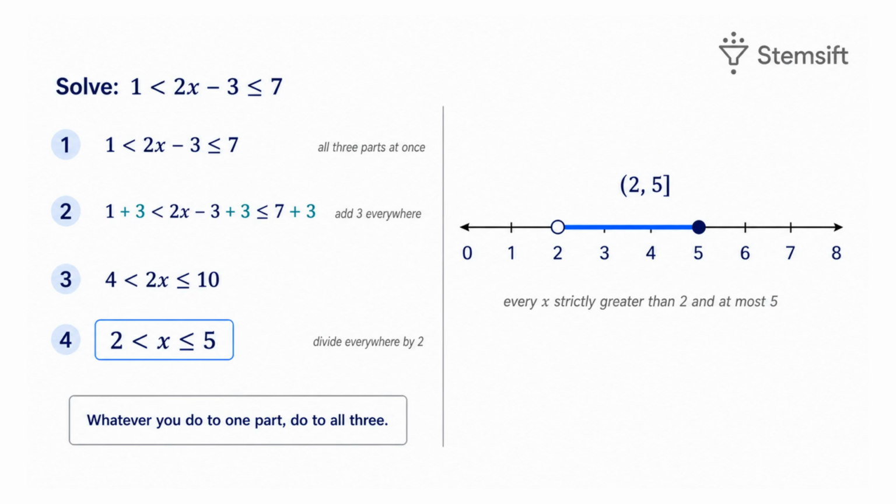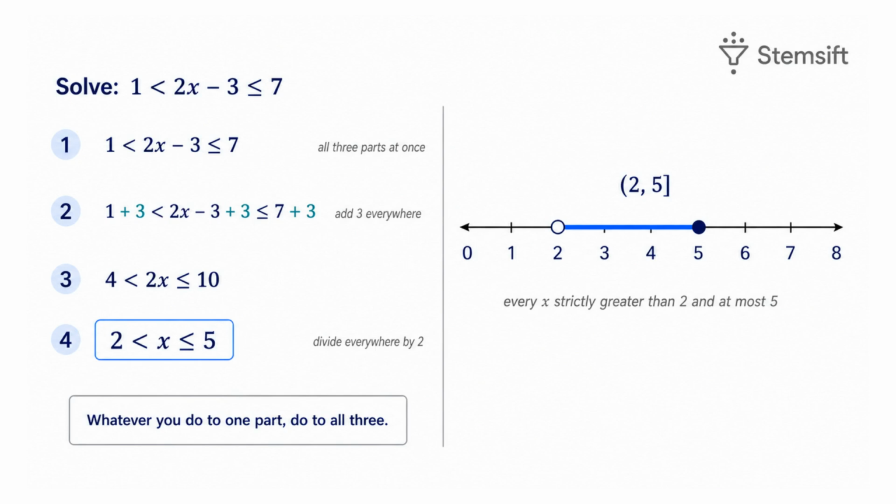Plot it. Hollow circle at 2 because x is strictly greater than 2. Solid dot at 5 because x can equal 5. The blue strip is everything in between. In interval notation, that's (2, 5]. Open on the left, closed on the right. And the same warning still applies, by the way. If at any step you multiply or divide all three parts by a negative number, every inequality sign flips. Both of them. Always.